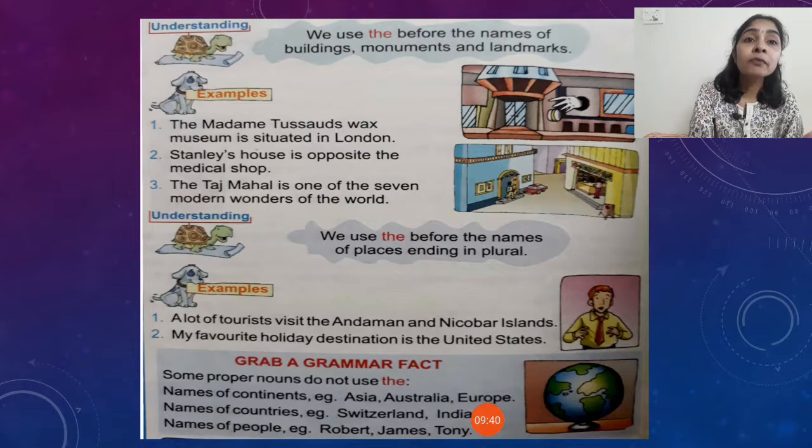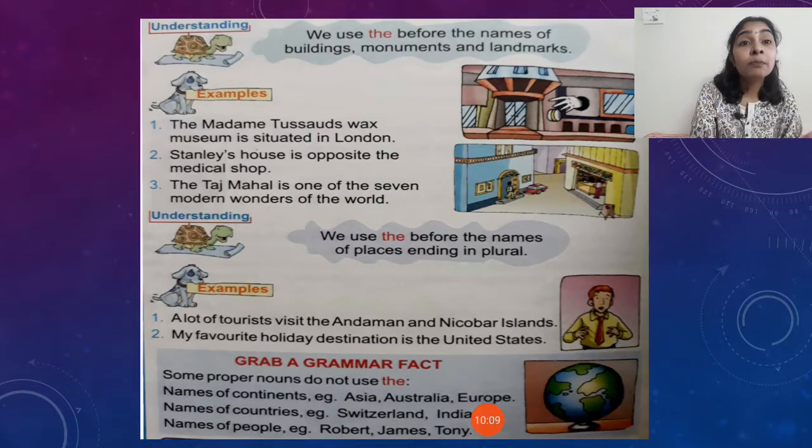We use the before the names of buildings, monuments and landmarks. Again, they are one of their kind, so we are using the before them. Example, the Taj, the Qutub Minar, the Red Fort. The Madame Tussauds Wax Museum is situated in London. There's only one Madame Tussauds Wax Museum, so we use the before it.